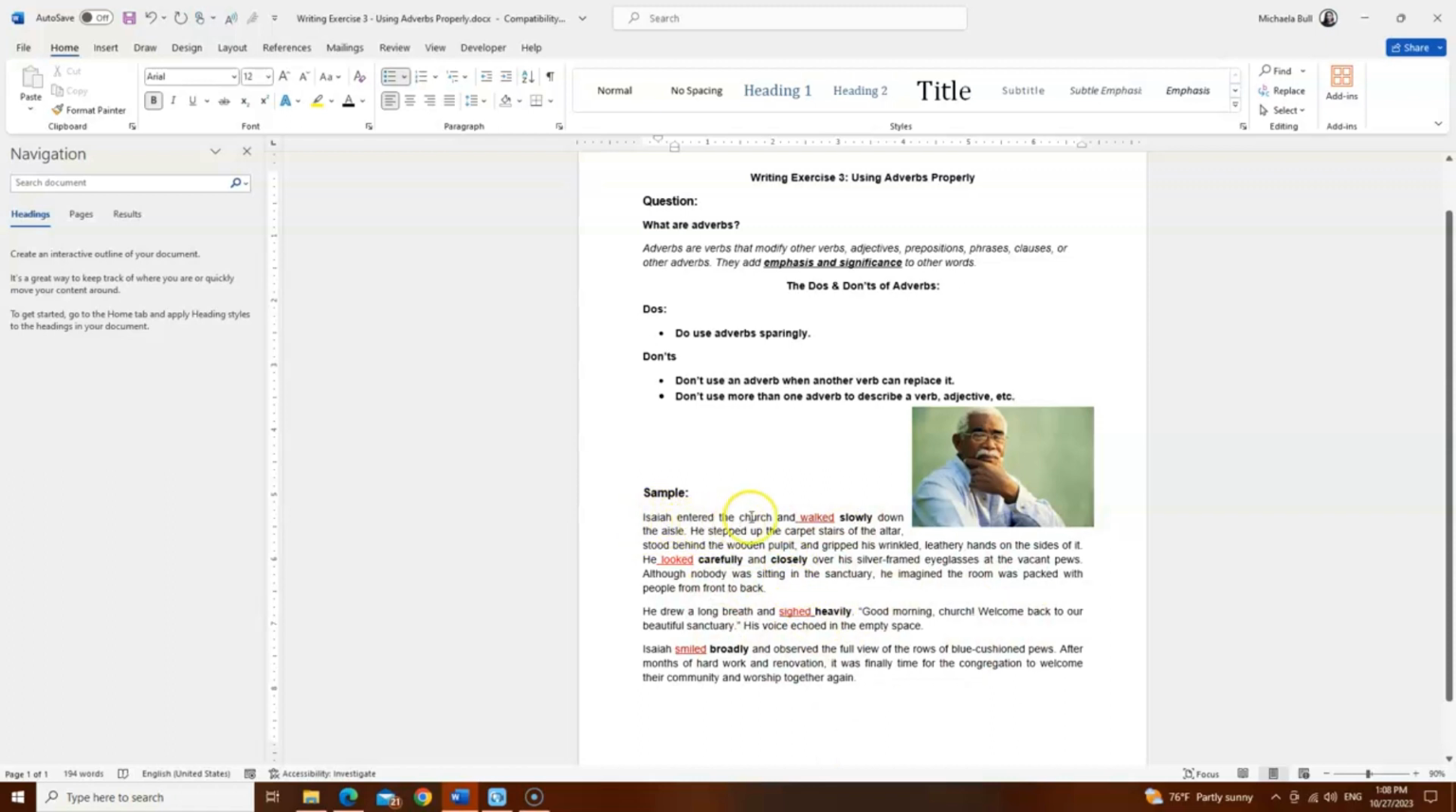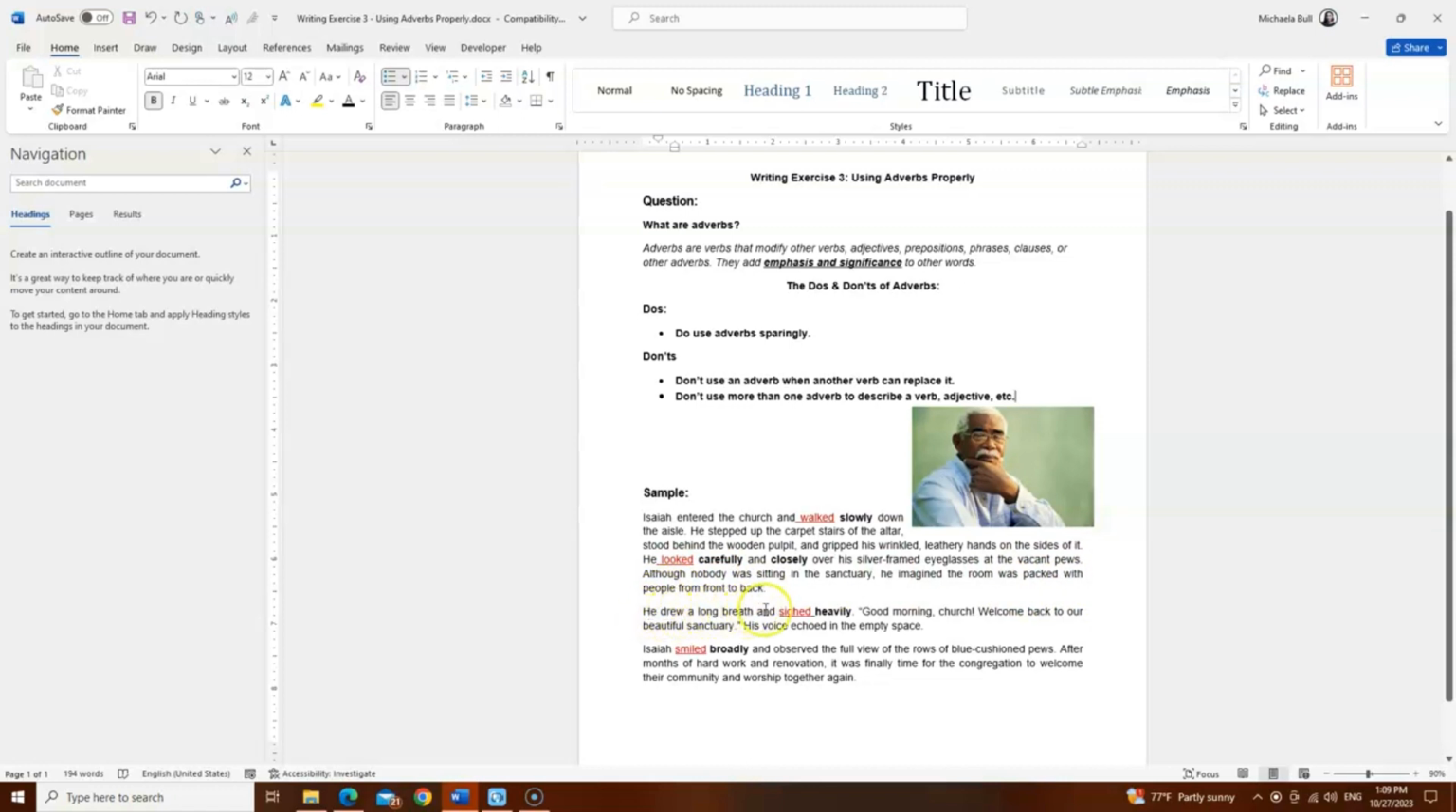Isaiah entered the church and walked slowly down the aisle. He stepped up the carpet stairs of the altar, stood behind the wooden pulpit, and gripped his wrinkled leathery hands on the sides of it. He looked carefully and closely over his silver-framed eyeglasses at the vacant pews. Although nobody was sitting in the sanctuary, he imagined the room was packed with people from front to back.